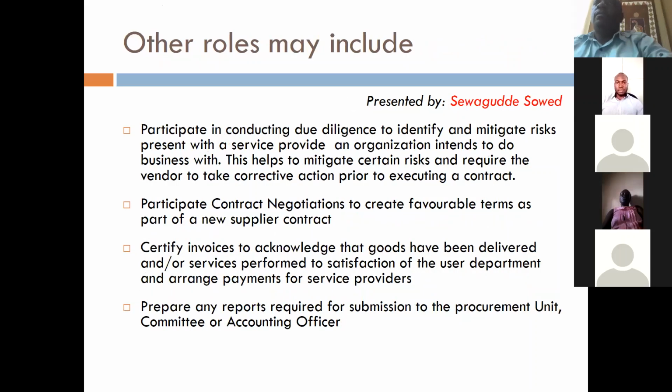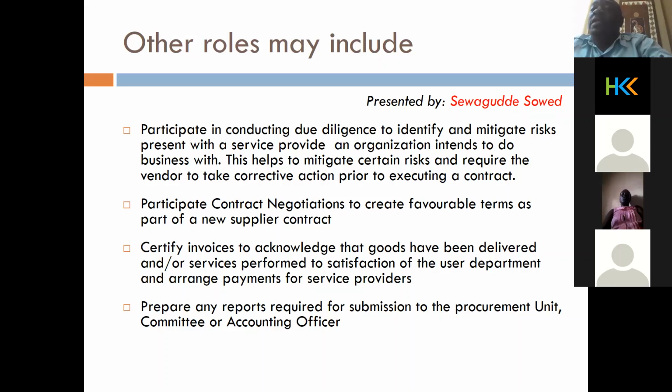Over to you, Sowen. Other roles of user departments include participating in conducting due diligence, where they're able to identify and mitigate risks that are associated with a particular service provider that an organization tends to do business with. They also participate in contract negotiations to ensure that an organization gets favorable terms in the contract.